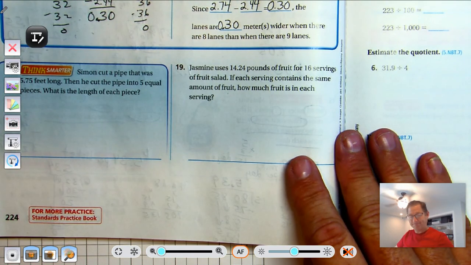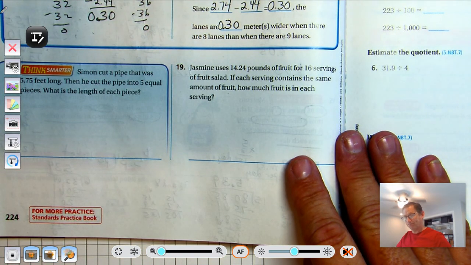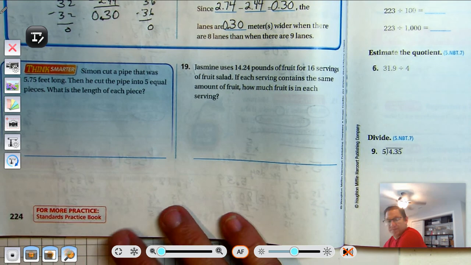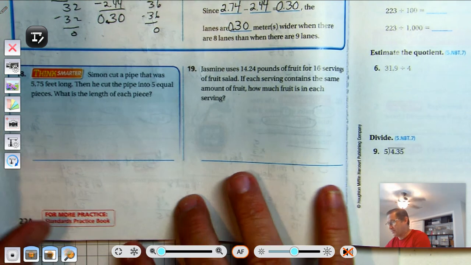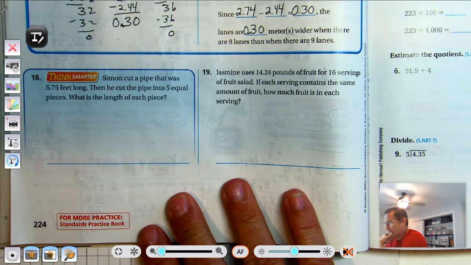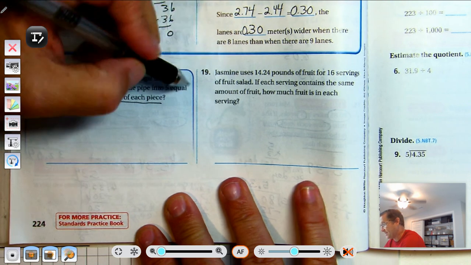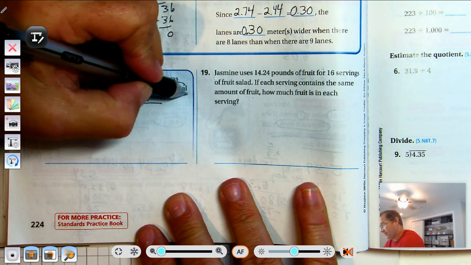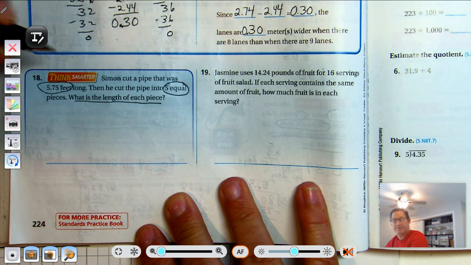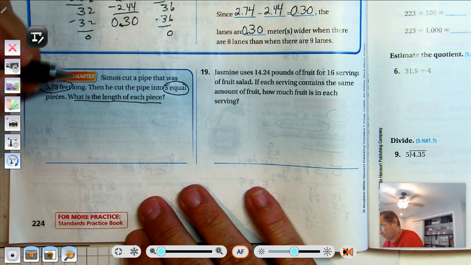Number 18. Simon cut a pipe that was 5 and 75 hundredths feet long. Then he cut the pipe into 5 equal pieces. What is the length of each piece? So 5 equal pieces, 5 and 75 hundredths feet long.